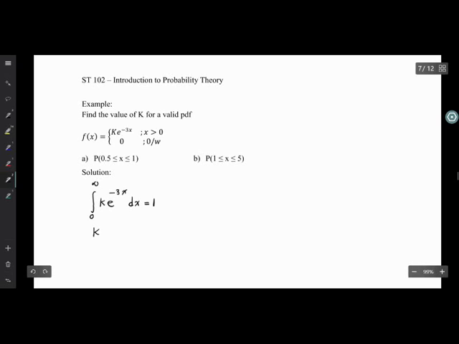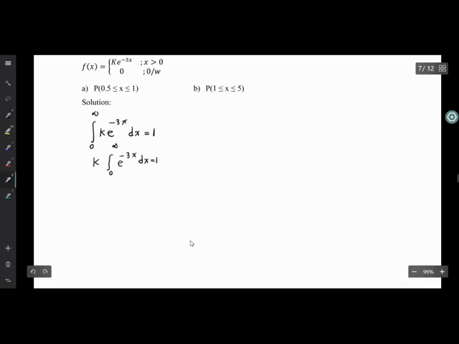Again, let's take k outside. It is a constant. The integral from 0 to infinity of e to the negative 3x dx. So this is e to the negative 3x divided by negative 3. If you can remember, this is finding the antiderivative of exponentials. Evaluate from 0 to infinity. This should be 1. Okay, so let's write negative 3 here. Evaluate e to the negative 3x from 0 to infinity.